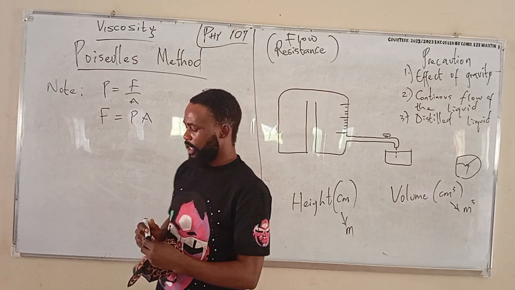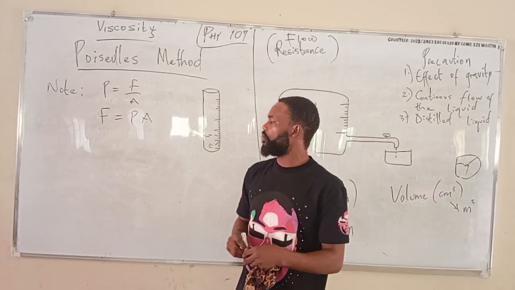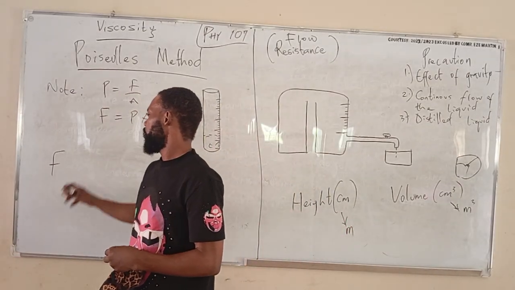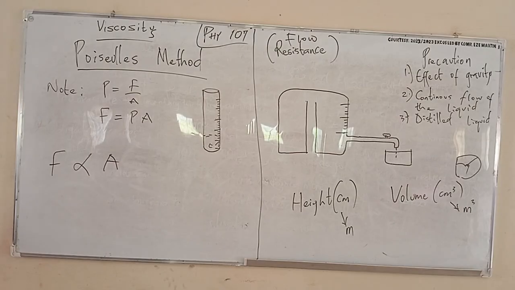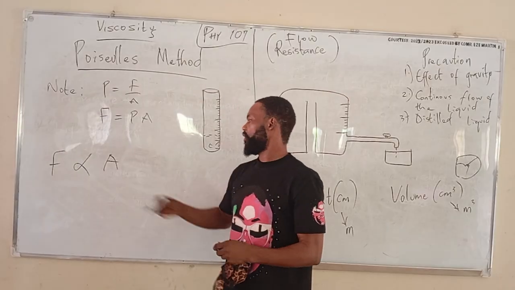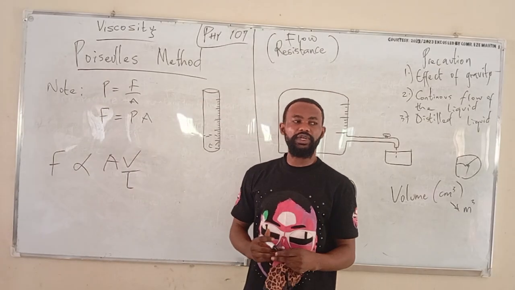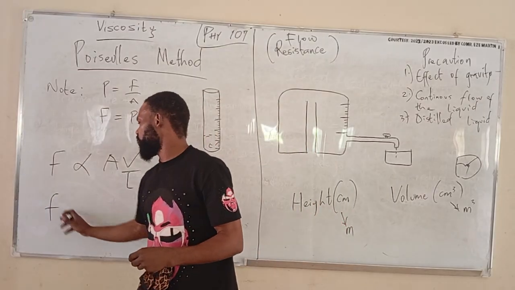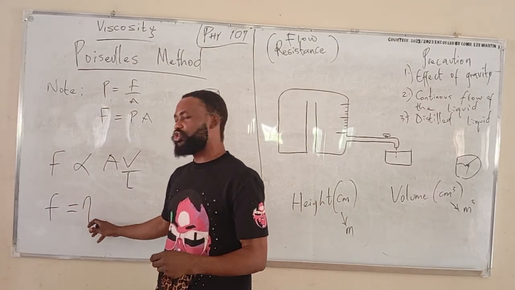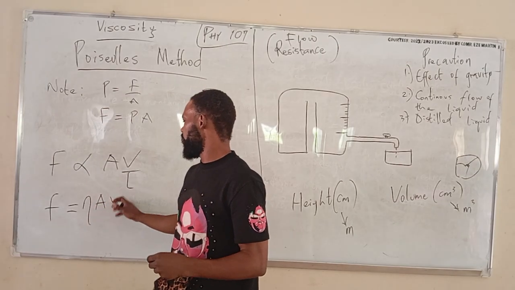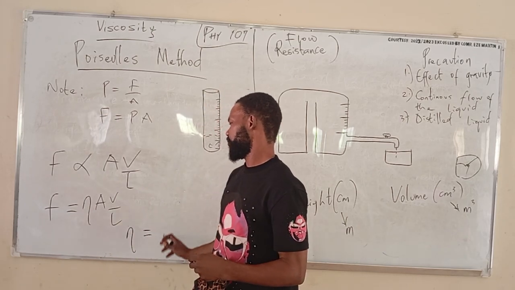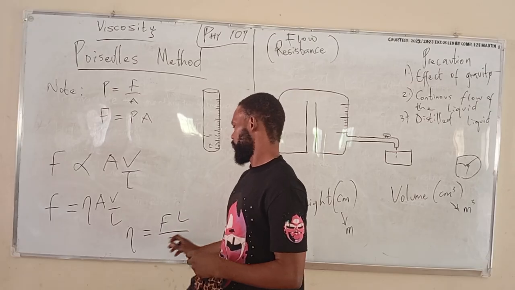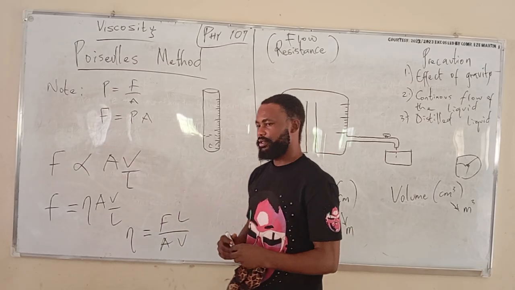Is it not true? And we also know that Isaac Newton said that force of attraction is directly proportional to area and velocity gradient. Do you remember? Now, when I introduce the equality sign in place of the proportionality sign, I now have equals to, and I will introduce this, then I now have AV over L. Do you agree?